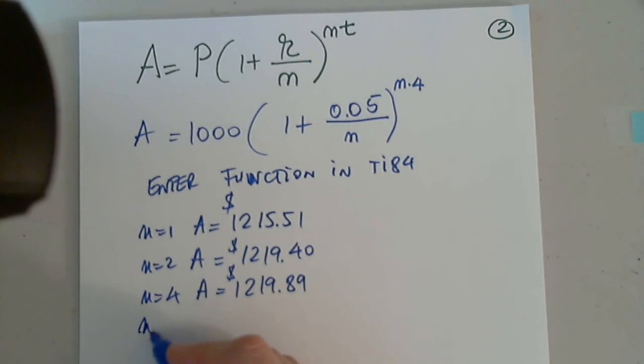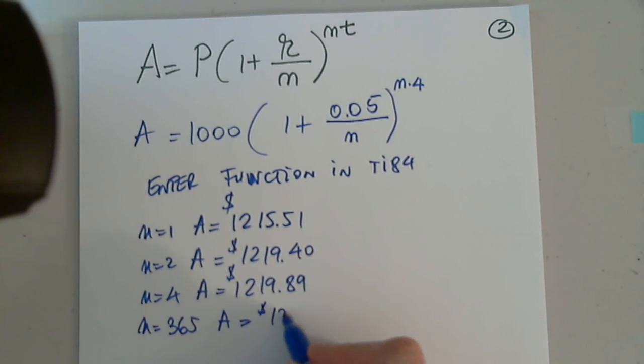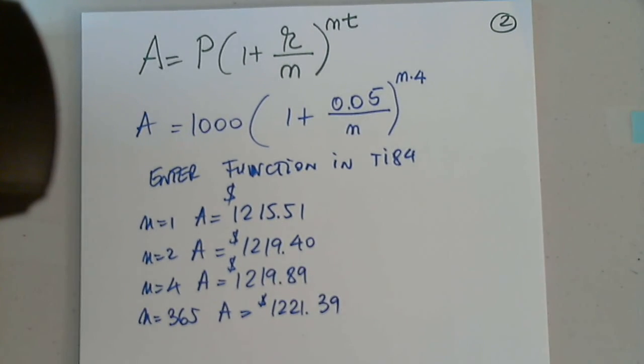Go down 1 for n equals, what was it, 365, right? A equals 1221.39. And the last one, for n equals 8,760, A was 1221.40. Any questions?